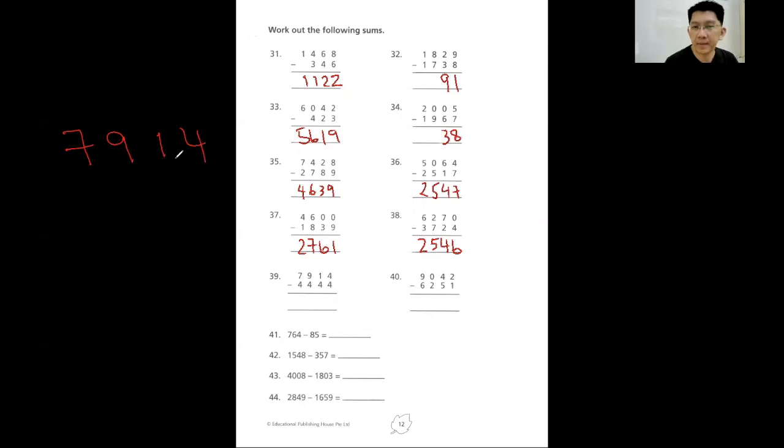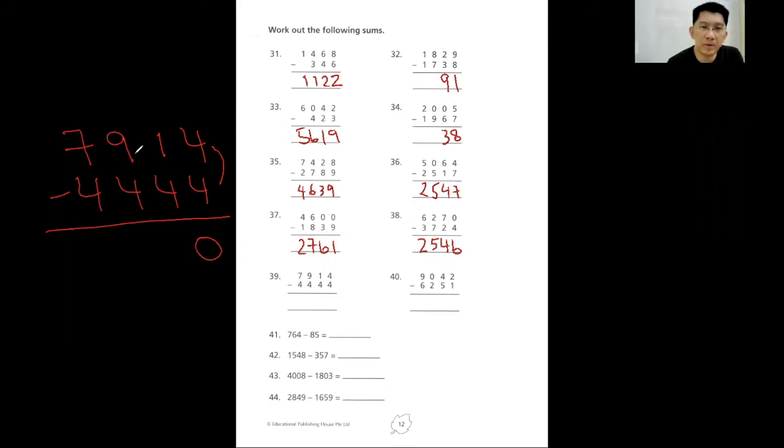$7,914 minus $4,444. Okay, what a number, 4444. Okay, now we can start from the right hand side. 4 minus 4, 0. 1 minus 4. Remember, small number minus big number.